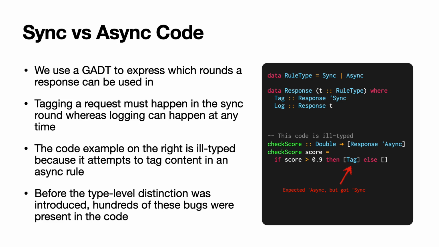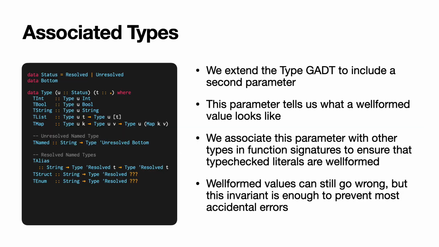Before we introduced this type level distinction, the only way to determine if a given rule was sync or async was to look in some separate configuration file. It became intractable to know whether the code you were dealing with was synchronous or asynchronous, especially in deeply nested helper functions which may be shared by both synchronous and asynchronous code. Introducing this type-level distinction uncovered hundreds of bugs where we were silently dropping synchronous responses.